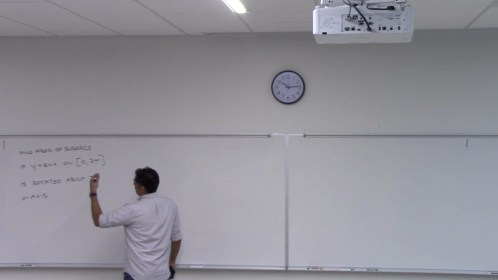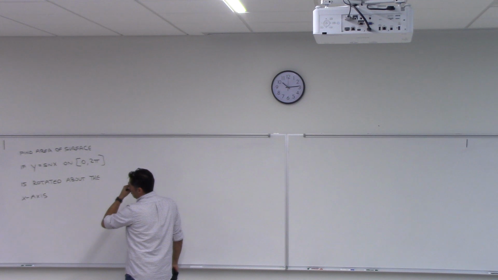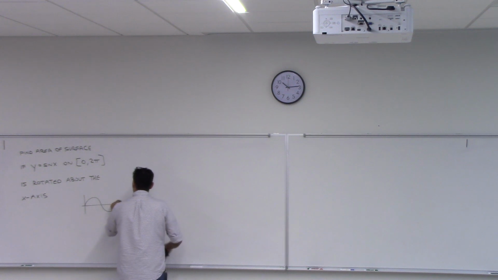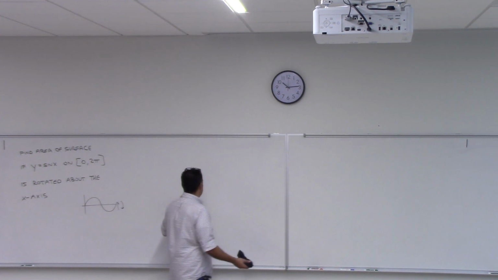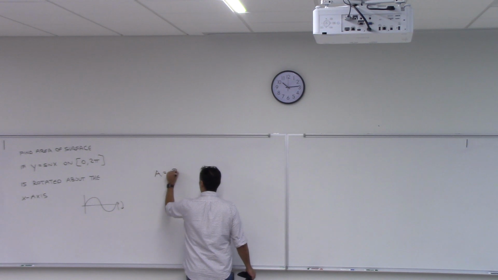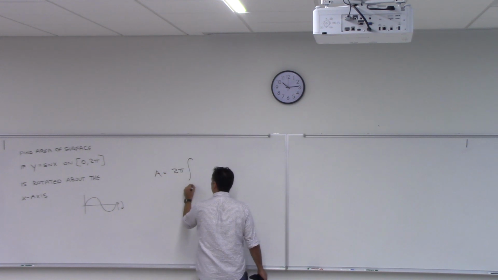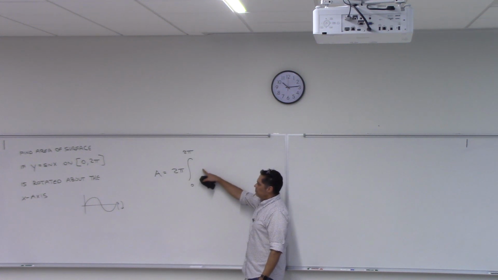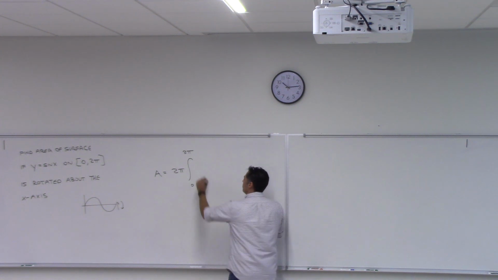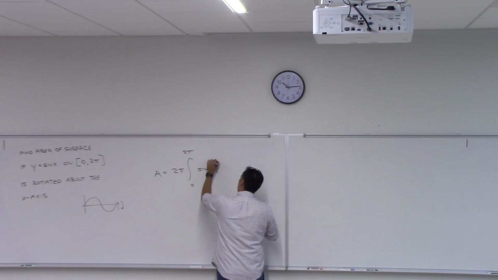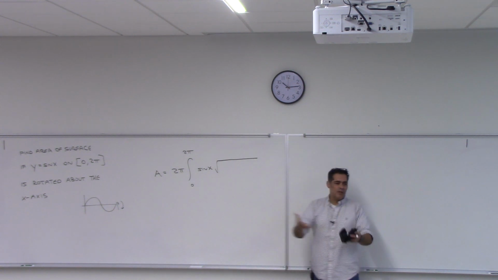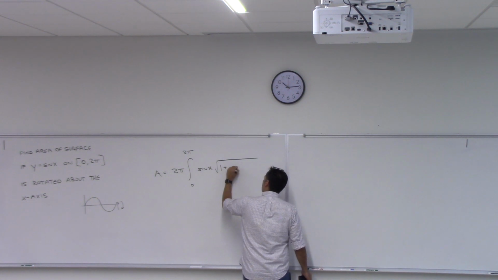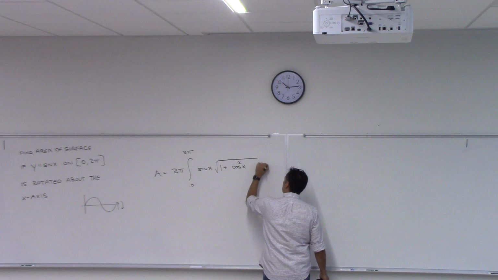Okay, so find the area of the surface if y equals sine of x on the interval 0 to 2 pi is rotated about the x-axis. So I'm taking that curve, 0 to 2 pi, and rotating it around the x-axis. So I just go straight to the formula. 2 pi integral from 0 to 2 pi. What comes next? Sine of x, f of x, and then square root of, and I'm going straight to this because we already did this. You would have to do scratch work if this was a brand new problem. 1 plus cosine squared x, dx.